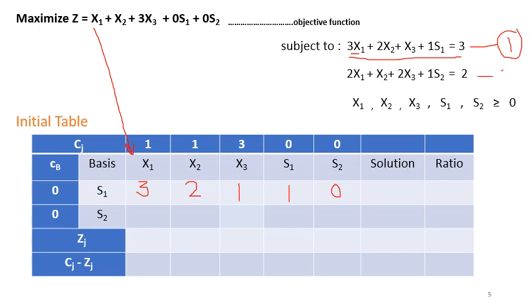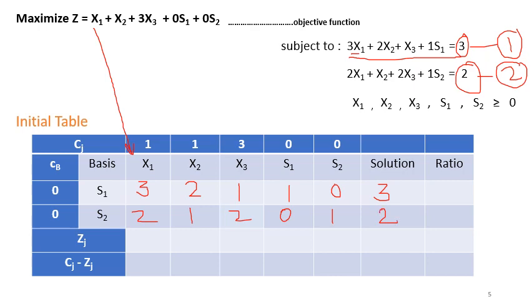Similarly, in the second constraint, the coefficients will be 2, 1, 2, and 0. s1 will have a coefficient of 0, and s2 will have a coefficient of 1. And the right hand side values: in the first constraint it is 3, and in the second constraint the right hand side value is 2.